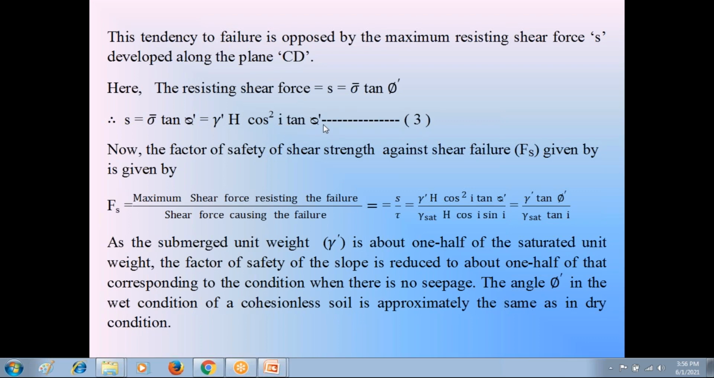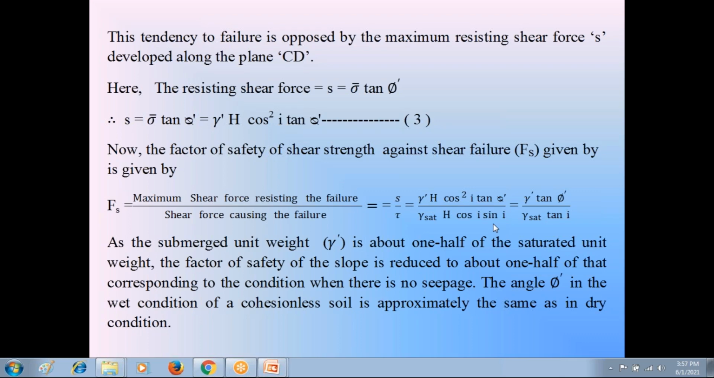Now calculate the factor of safety of shear strength in the third condition. Fs is equal to shear strength preventing the failure divided by shear stress tau causing the failure. The shear strength S resisting the failure is gamma dash H cos square i into tan phi dash, and the shear stress tau causing the failure is gamma saturation H into cos i into sin i. Cancel this H in the numerator and denominator. Cancel one cos i in the numerator and denominator. Bring this cos i to the denominator.